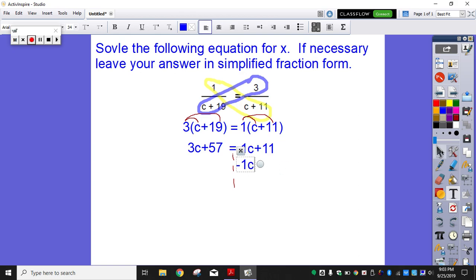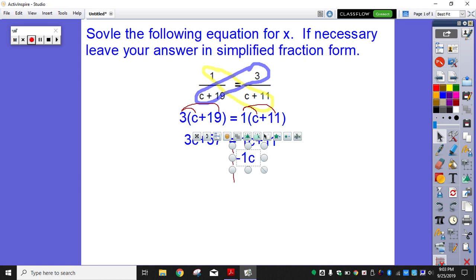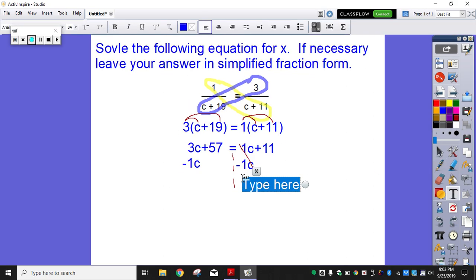And whatever I do on the right side, I have to do the left, because remember, an equation is like a scale, it's balanced. Whatever I put on one side, got to put on the other. And so what happens when I do 1c minus 1c, that equals 0, and so they just disappear. And all I'm left with on this right side is an 11. We should still have that equal sign.